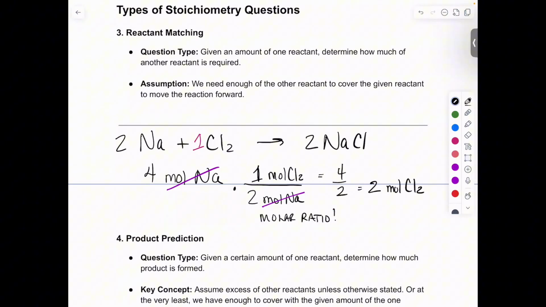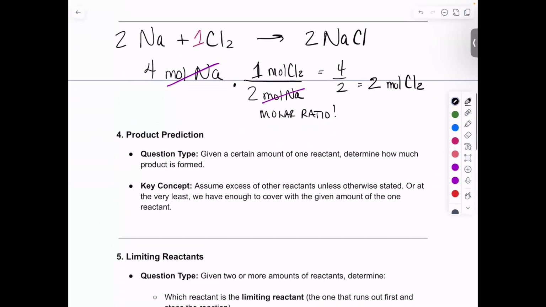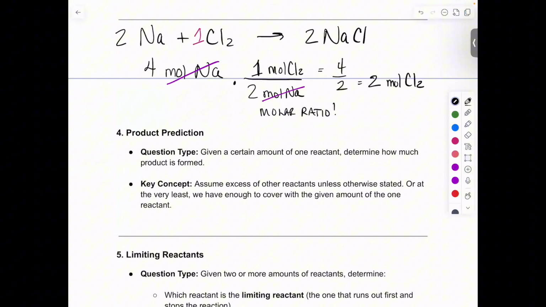And in this situation, we need 2 moles worth of chlorine atoms. And by the way, I'll save this filled out worksheet on the website as well.